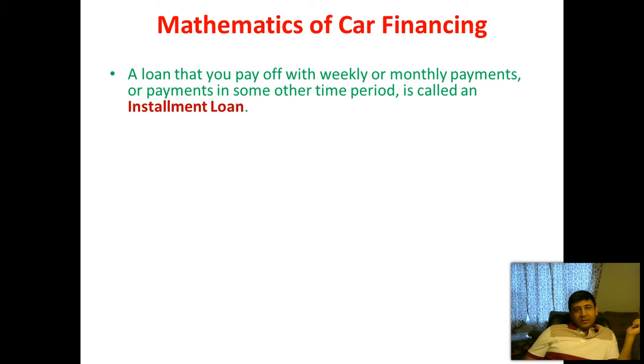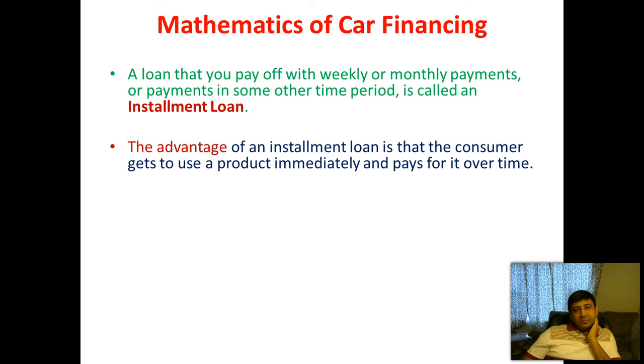Let's look at the mathematics behind car financing. We will start by looking at some fundamental definitions, some interesting terminologies which are used. A loan that you pay off with weekly or monthly payments, or payments in some other fixed time period, is called an installment loan. Mostly what we are familiar with is a monthly installment, but it can be another form as well. You can have a weekly, yearly, biannual installment, whatever. So it's called an installment loan.